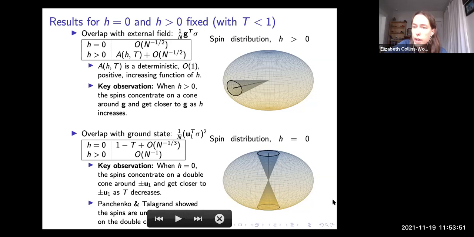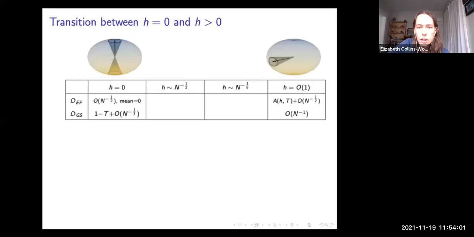All right, so a natural question to ask here is we see dramatically different geometry between these two cases. So what is happening in between? How is this transition occurring? These are the results from the previous slide. We're going to look at two transitional regimes. The first is when the strength of the external field scales like n to the minus 1/2, and the second is where it scales like n to the minus 1/6.